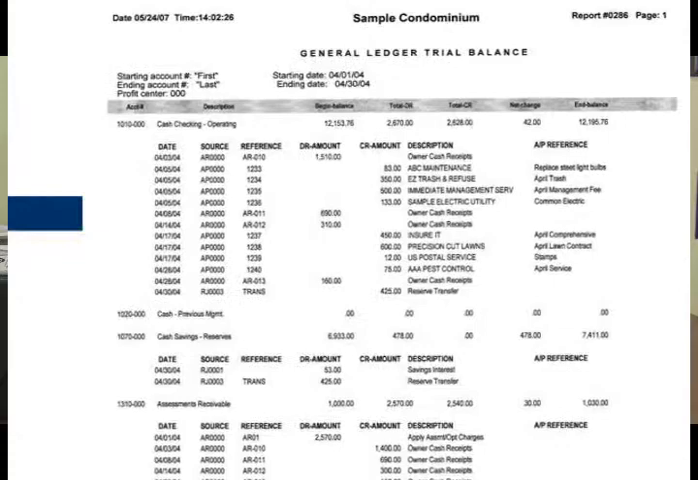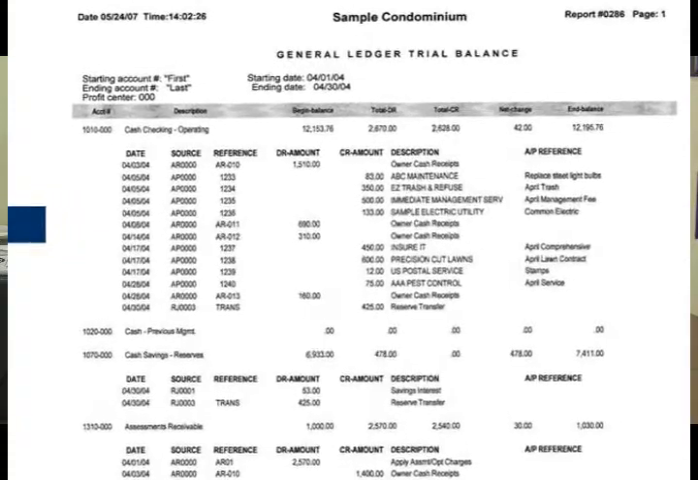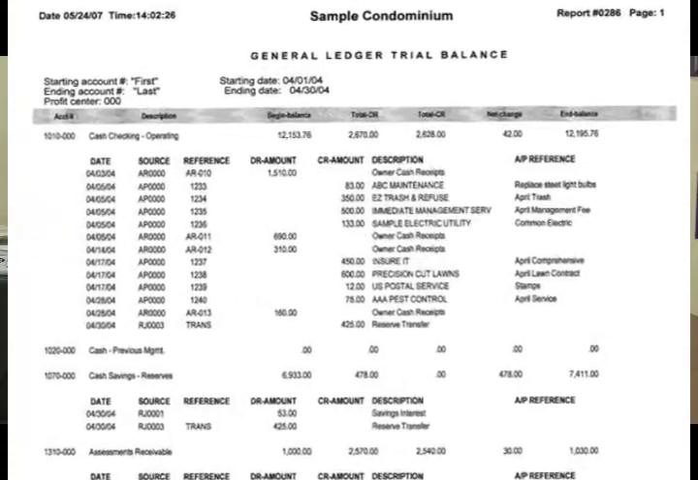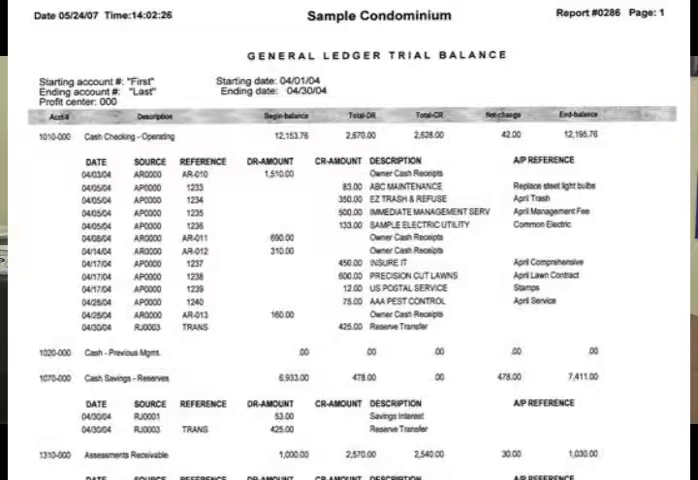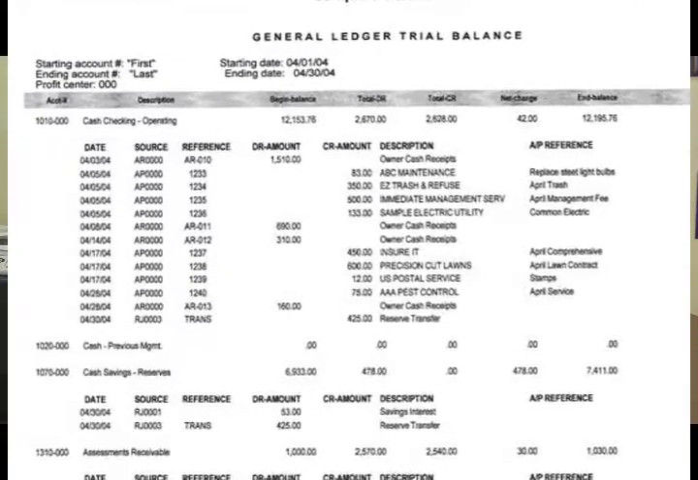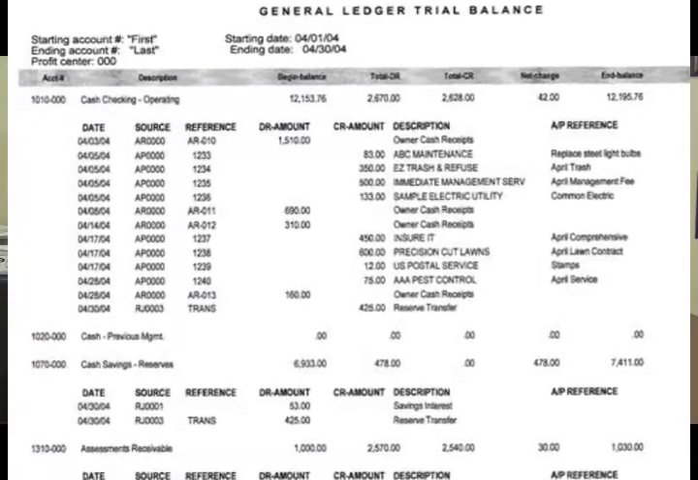So for example, you can see on reserve transfer there at the bottom of the cash checking operating account, the $425 reserve transfer went over to the cash savings reserve, the larger group below that, and it shows that $425 debit amount on that side. So you had a debit and a credit, they both equal out.